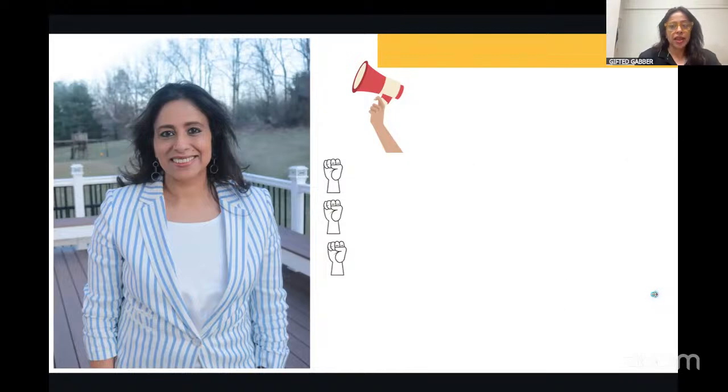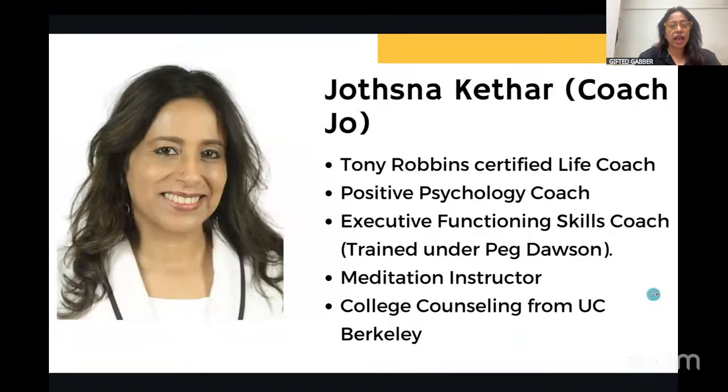And these are my qualifications. I'm a Tony Robbins certified life coach. I'm a positive psychology coach and executive functioning skills coach, which is the prefrontal cortex of the brain. That is where the planning, prioritization, and focus are. All of us put so much pressure on the teens, so without understanding teen psychology, there is no outcome or success.